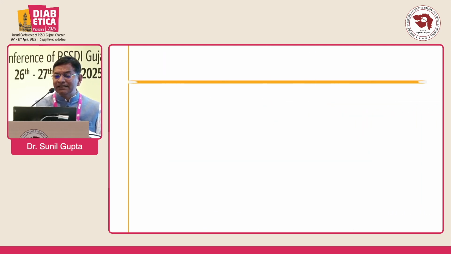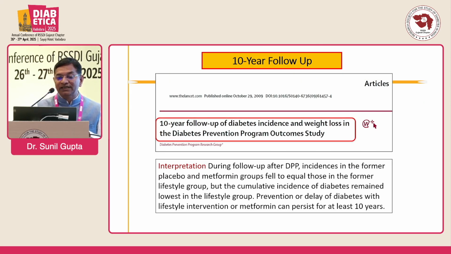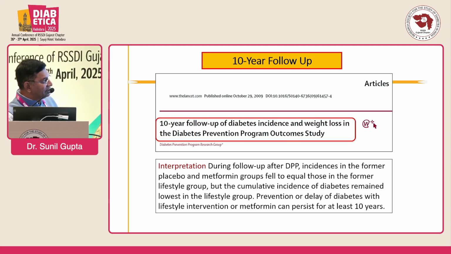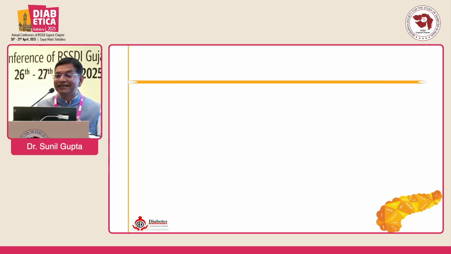And then important is that these patients of DPP have been further followed for 10 years. That's called the DPP-OS trial, DPP Outcome Study. During follow-up, the incidence in the placebo and metformin groups failed to equal those in the former lifestyle group, but the cumulative incidence of diabetes remained lowest in the lifestyle group. That means lifestyle has still worked even after 10 years of the trial.